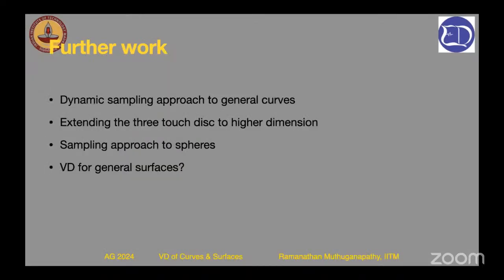With that, I'll give some idea of the further work we can do. One is a dynamic sampling approach for general curves, then the three-touch disk extended to higher dimensions, like a four-touch disk and so on. Then a sampling approach for spheres, and we can try for the Voronoi diagram of general surfaces.